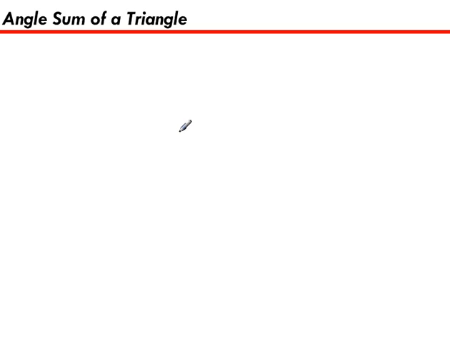Let's have a look at 3 different ways to solve for missing angles in a triangle using what's called the angle sum of a triangle. Let's go ahead and have a look at our first example.